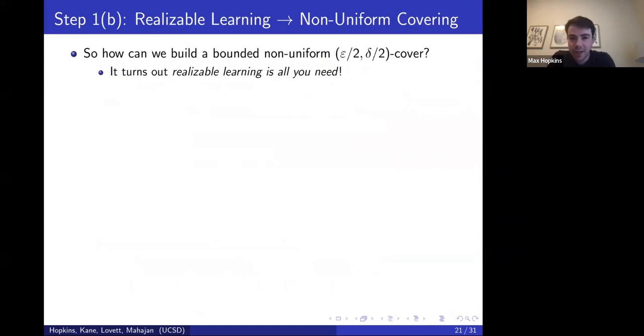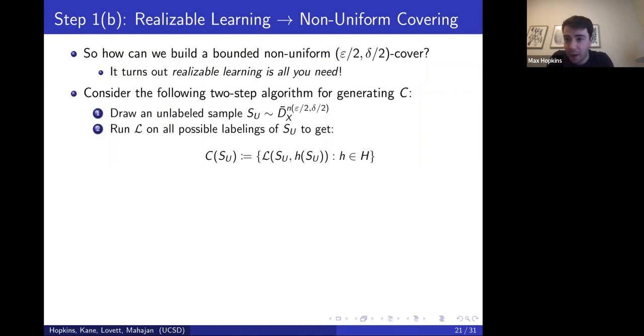Okay, so let's now move to I guess kind of the main thing. How do we actually build a bounded non-uniform cover? I've showed you that if we have one, then we can agnostically learn. So how do we actually get one? And so we now finally arrive to the titular slide. In particular, I claim that to build a bounded non-uniform cover, realizable learning is all you need. It turns out that you can do this by direct black box access to a realizable learner. So let's go ahead and see why.